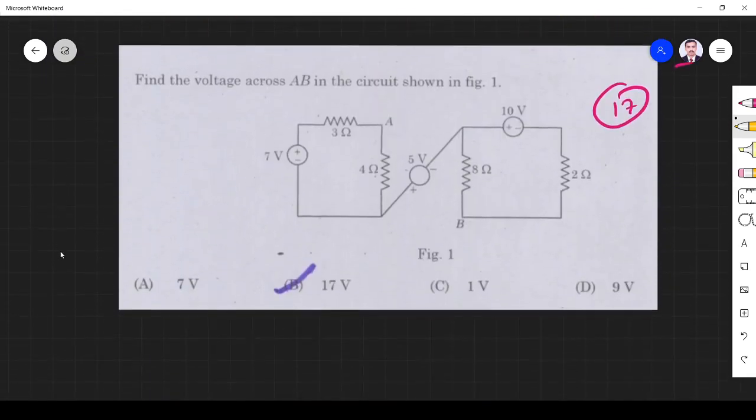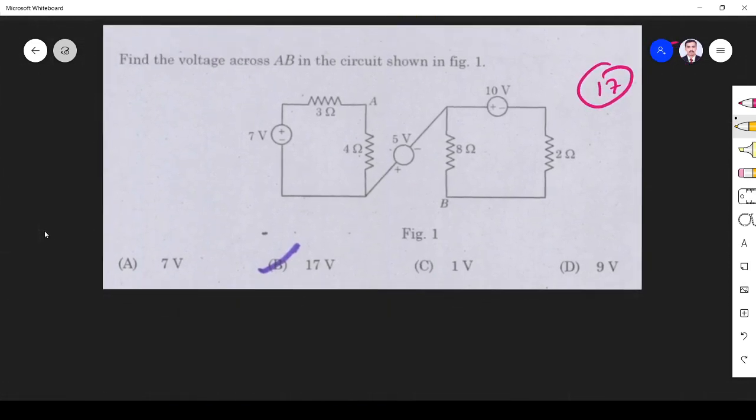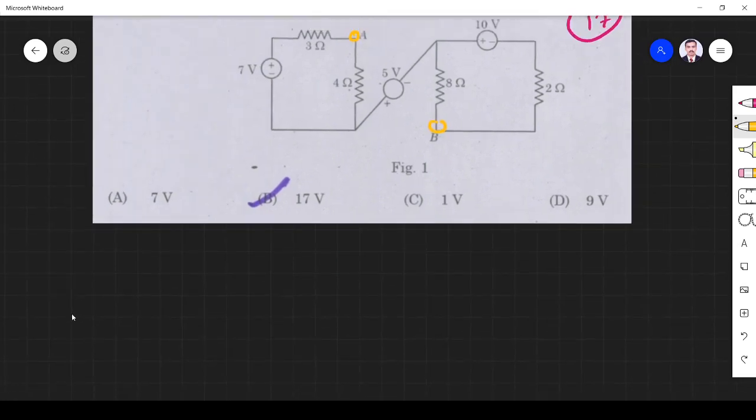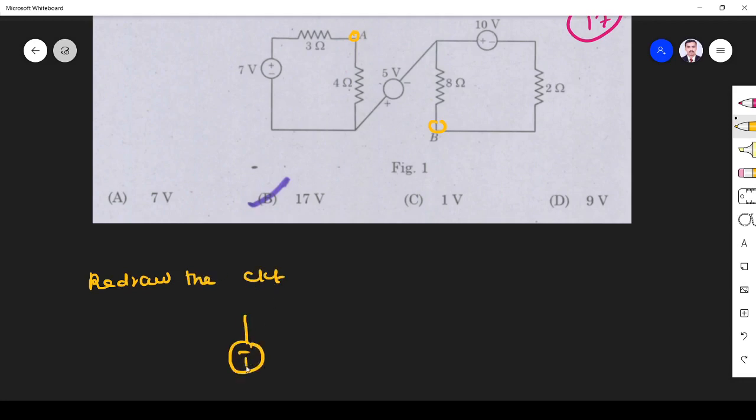Next, find the voltage across AB in the circuit shown in the figure. So I have to find it, it is A, it is B. If I find it this way, it is very difficult. So I redraw the circuit. Change it like this. I redraw.